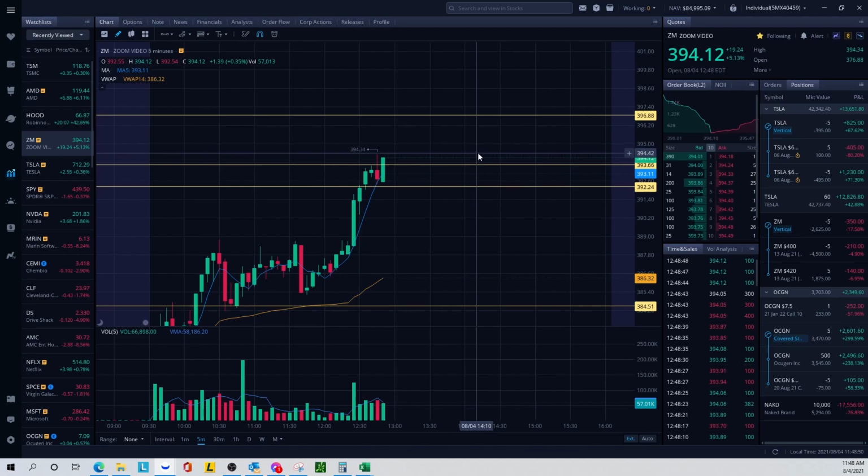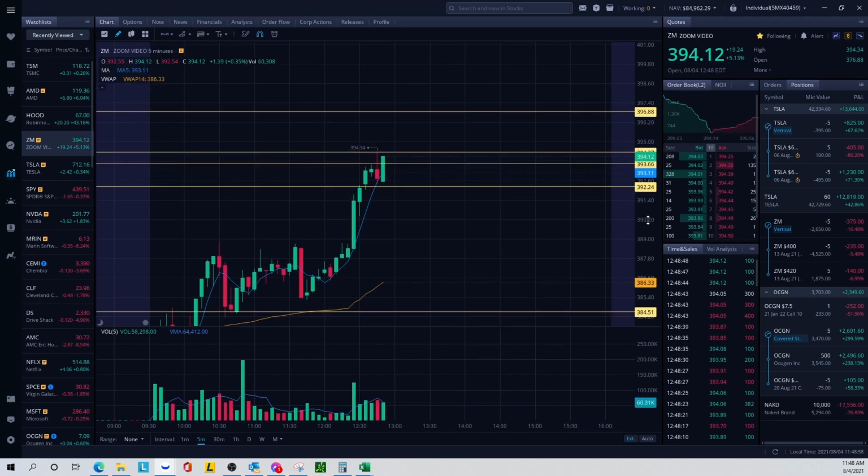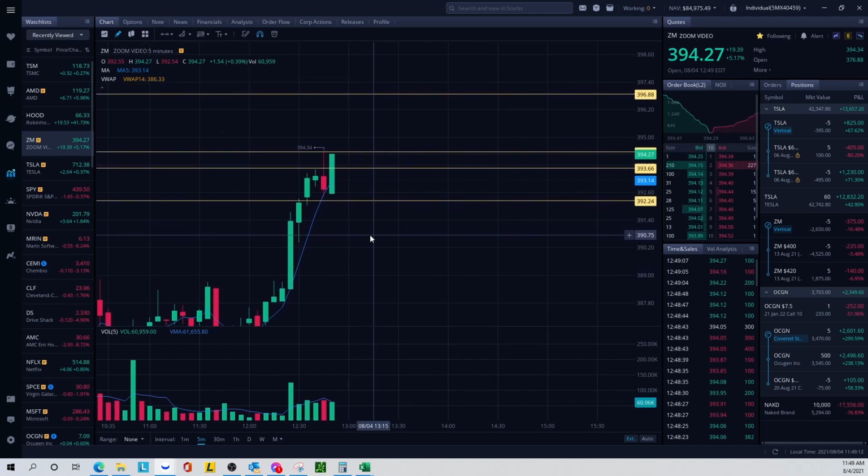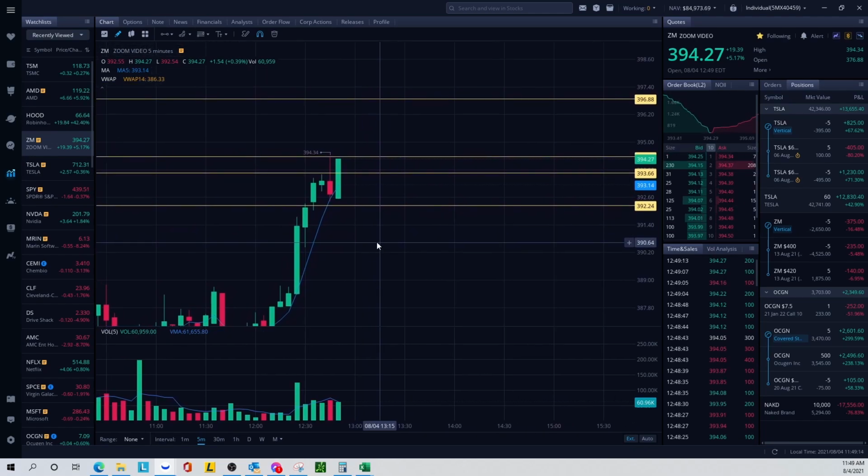So again, it's retesting that previous high. So we might draw another resistance line there and watch it. So you see why getting into the trade here would have been a bad idea, because now it's moved to the upside again, and I'd be down on that trade at this point.